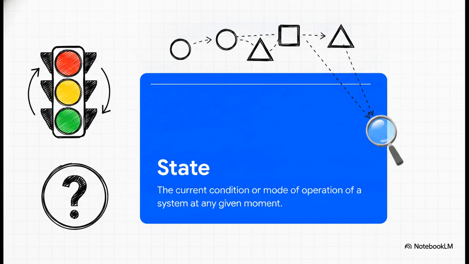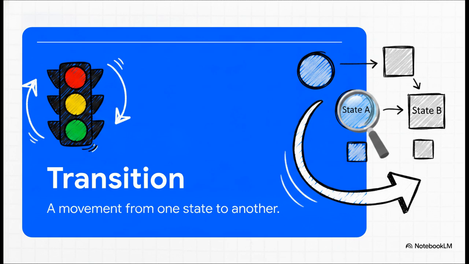No in-betweens. Okay, so once you have a state, you obviously need a way to change it. And that brings us to component number two, the transition. This is simply the movement from one state to another. Like that traffic light changing from red to green, that's a transition. When you get right down to it, finite state machines are essentially just collections of these different states connected together by these transitions, which allows the system to shift its behaviors logically.